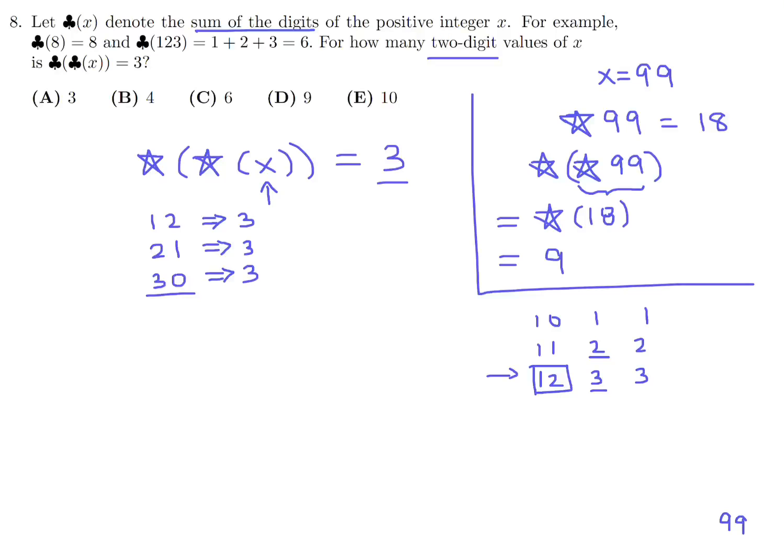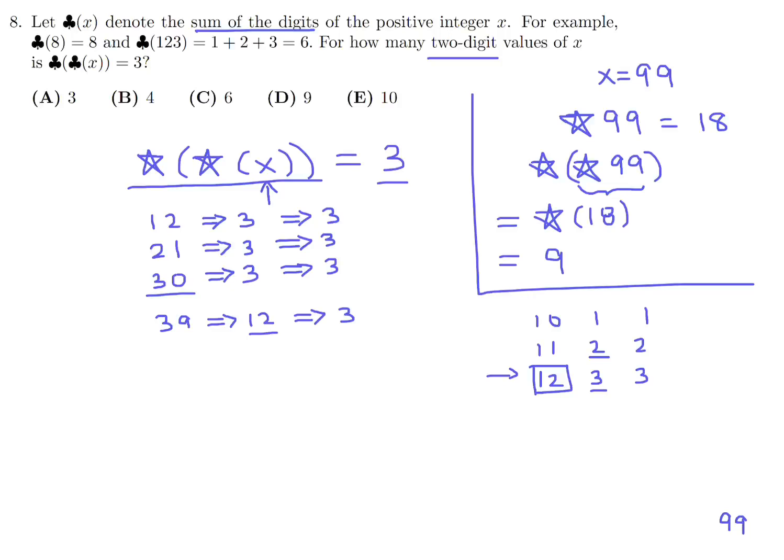But what about sums of 12? If you do the operation a second time on 12, it will be 3, right? And that's what we're doing. The operation is done twice. On the single digit 3, it becomes 3. The sum of the digits of 3 is just 3. But the sum of the digits of 12 is also 3.